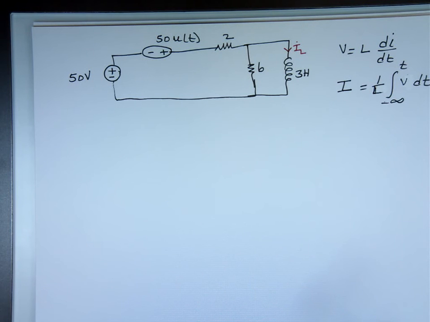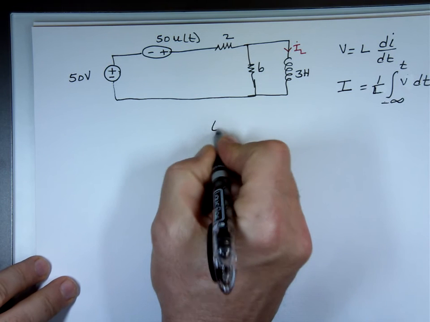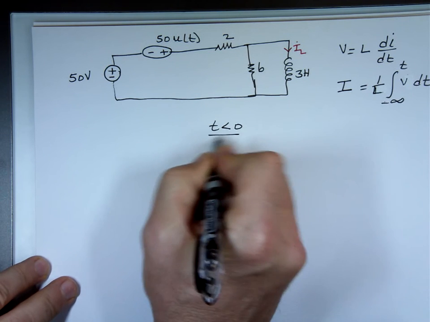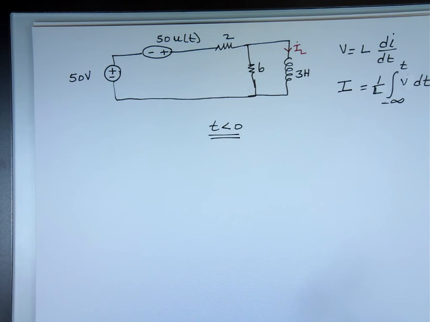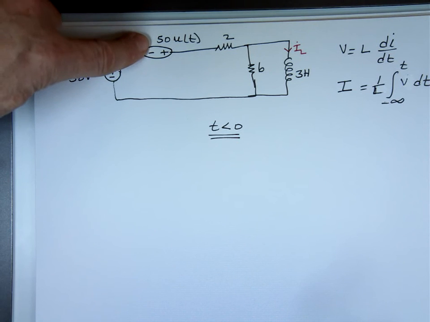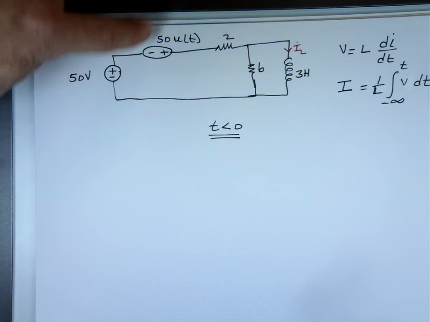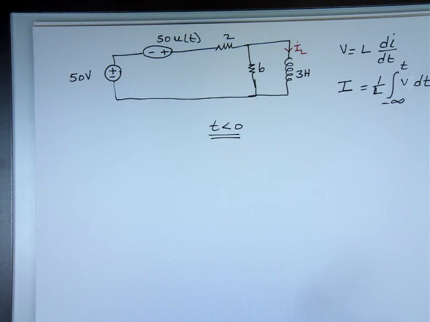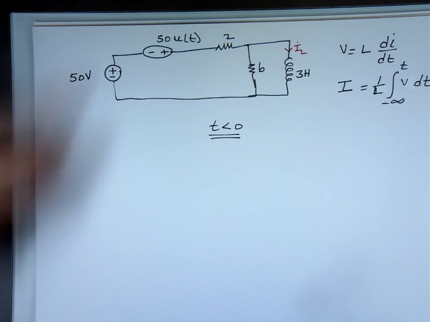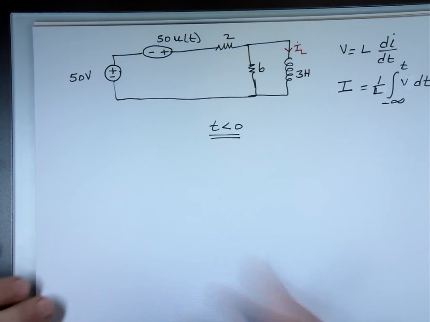Okay. So for t less than 0, what's the voltage here? 0. It's always 0 for u sub t, right? What's the point of it then? Well, it's like a switch. It's like having another source there, adding at t equals 0, a second source. Okay. So for t less than 0, that source is 0.